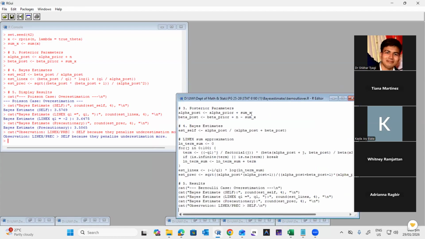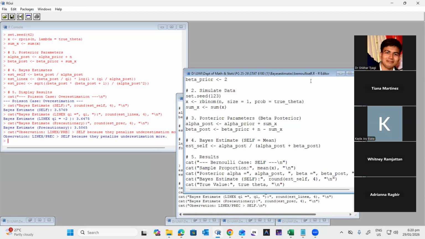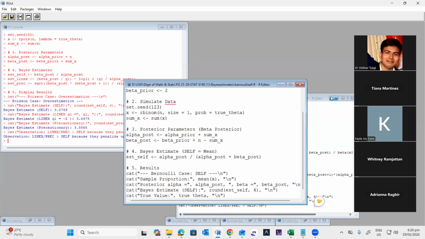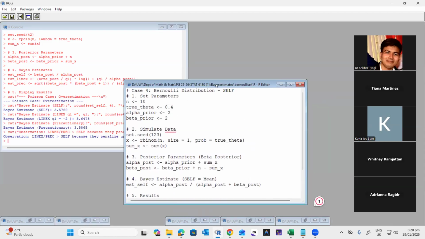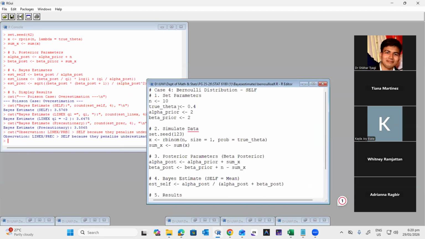Bernoulli, right? So for the Bernoulli, we are taking the sample size of 10 and the true parameter value of theta is 0.4, because in the Bernoulli, theta lies between 0 and 1. So we are taking 0.4 and the prior was beta distribution of the first kind. So that's why we are taking the values of alpha and beta equal, that is 2, 2. You can choose on your own.